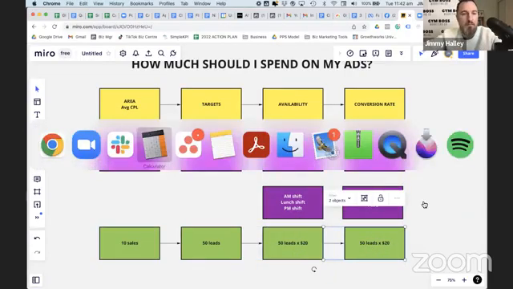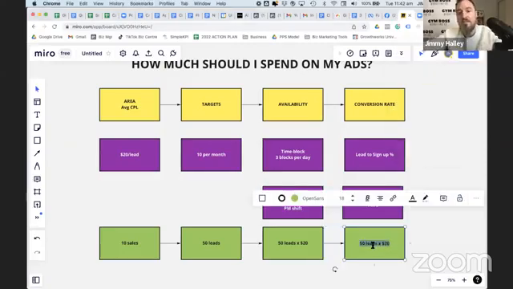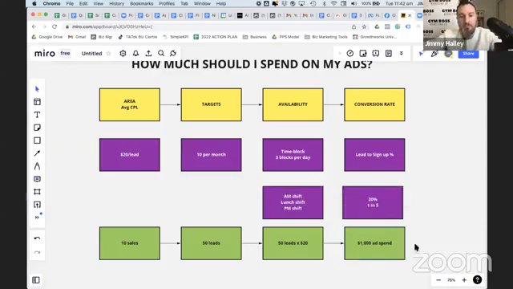Let's go here. Calculator, we have got 50 leads. Let's just show you this. 50 leads times by $20 equals $1,000. Cool. So that means we put $1,000 in there. That's $1,000 in ad spend for the month. Okay.